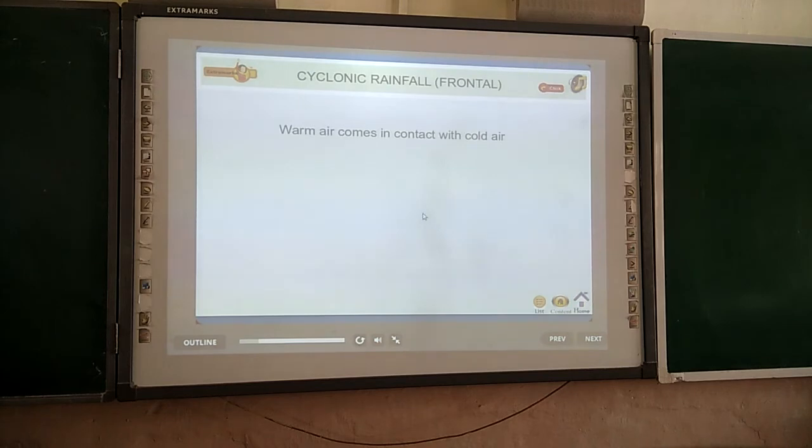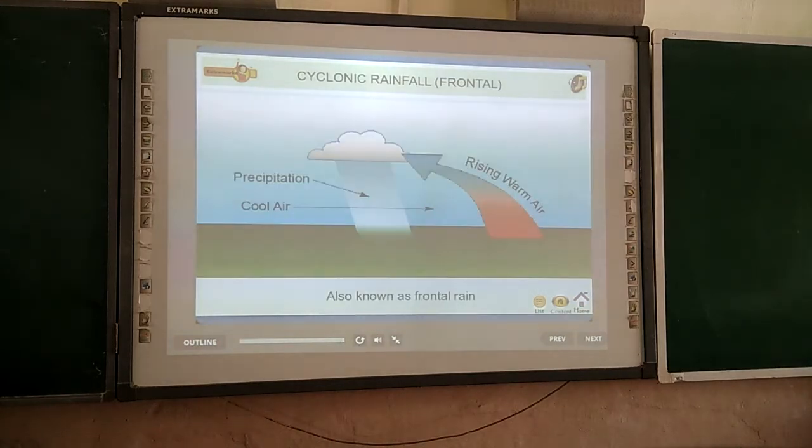Cyclonic rainfall forms when warm air comes in contact with cold air. Warm air rises. As it rises, it cools. This moist air then condenses and forms clouds. This type of rainfall is also known as phantom rain. Watch this upcoming animation to know more about cyclonic rainfall.